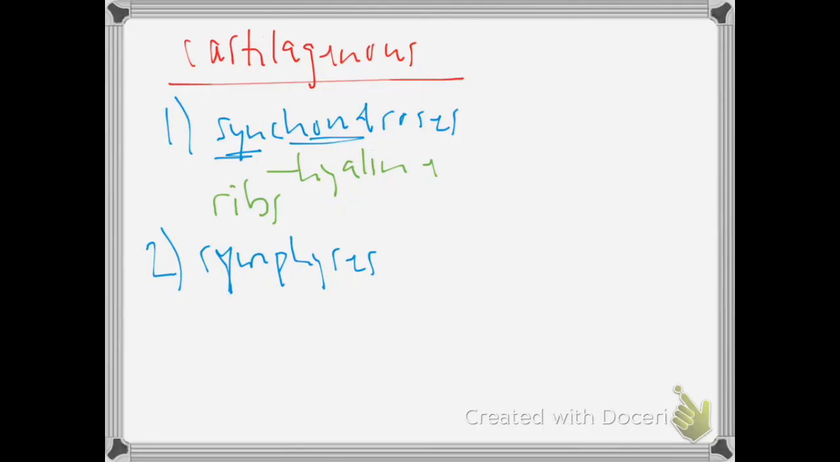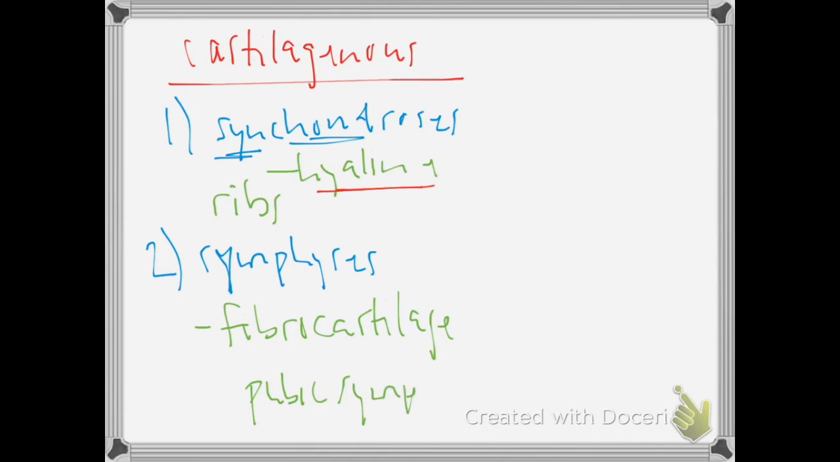So this symphysis, what is it made of? Because that's what we're looking at, right? We want to see what kind of cartilage it's made of. This one is made of fibrocartilage. Where did we see this? We saw this in the pubic symphysis. All right, let's get into synovial joints.